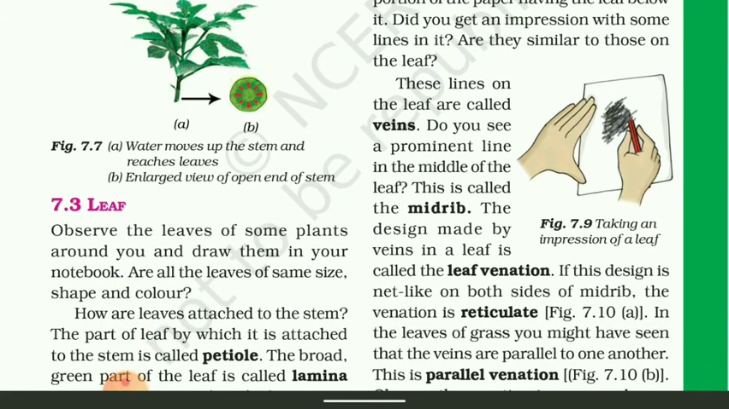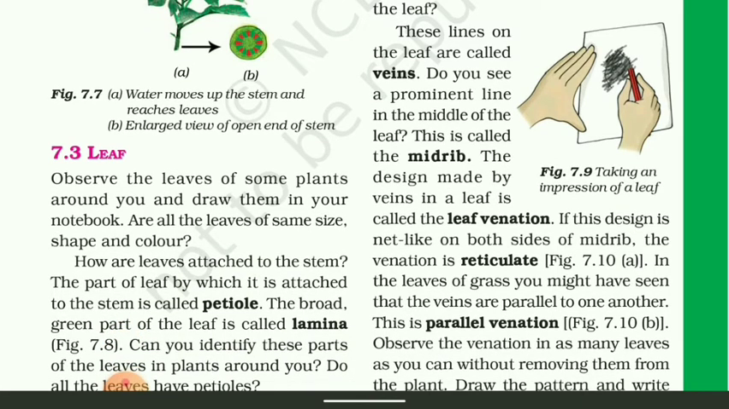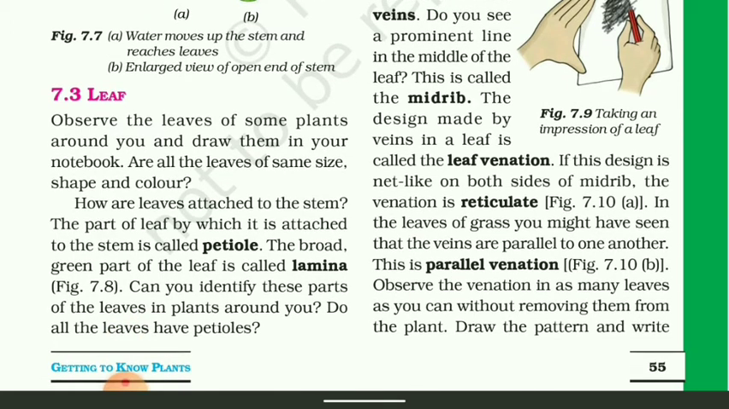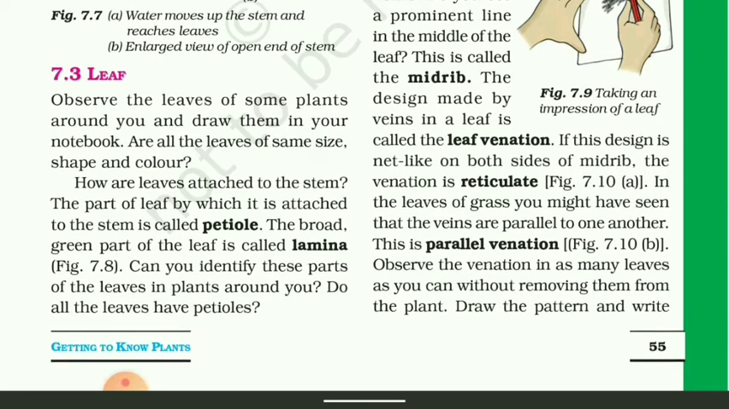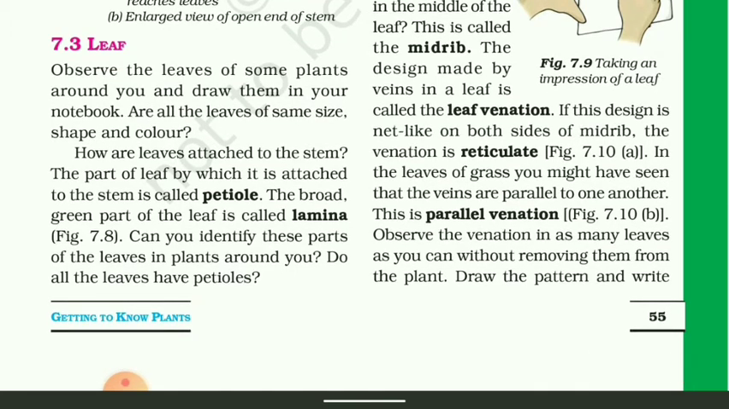These lines on the leaf are called veins. Do you see a prominent line in the middle of the leaf? This is called the midrib. The design made by veins in a leaf is called the leaf venation. If this design is net like on both sides of the midrib, the venation is reticulate.